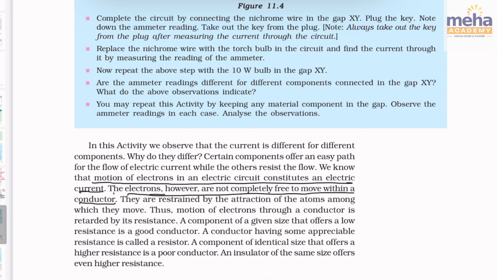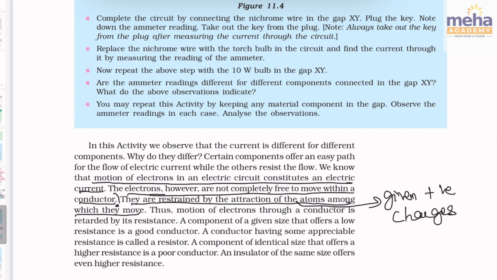Why? That is the question I asked. Why are the electrons not completely free to move within the conductor? Because they are restrained by the attraction of atoms among which they move. This attraction is given by the positive charges. Thus, the motion of electrons through a conductor is retarded, and that retarded property we call resistance. This is the answer for that question.